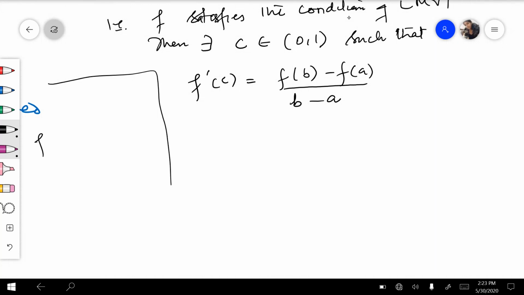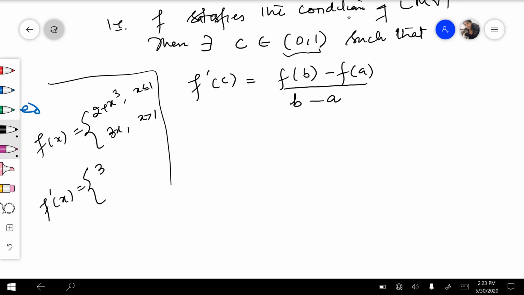f of x को मैं फिर से यहाँ पर लिख रहा हूँ, f of x was 2 plus x cube when x is less than equal to 1 and 3x when x is greater than 1. और c कहाँ से लाई कर रहा है? 0 और 1 के बीच में. अगर f of x हमारे पास है, फंक्शन डिफरेंशिएबल है, तो f dash x क्या हो जाएगा? 2 का डेरिवेटिव 0, it is 3x square when x is less than equal to 1 and 3 when x is greater than 1.